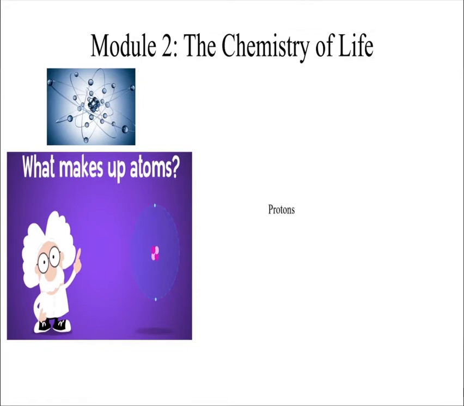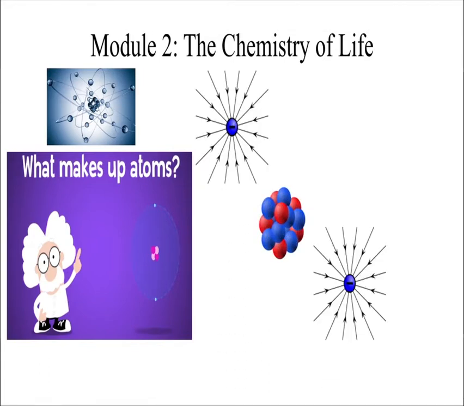Protons, which are positively charged. Neutrons, which are neutrally charged. But we'll come back to that. Then you have electrons, which are in orbit. These are negatively charged. Now, just a little something about protons and neutrons.